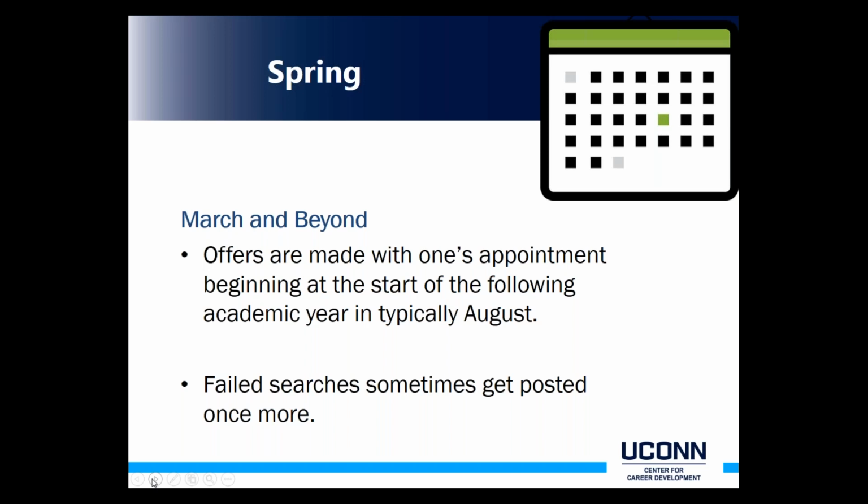March and beyond is when offers are typically made, but if an institution started the interview process and posting of the job in the summer, they may make offers as early as December or January. I worked with a few students in this cycle who had offers in hand the first and second weeks of December. If a search has failed in hiring a candidate, they may repost in the spring or revisit the list of candidates. But typically, we see offers are made in that late February, March time period and beyond. And those are offers for positions that start typically in August.